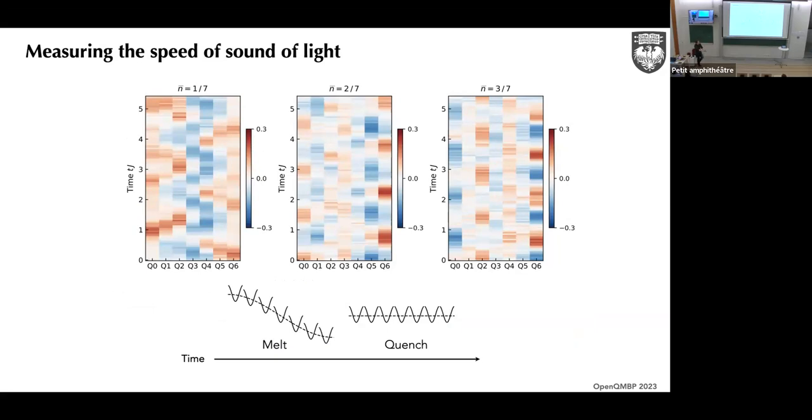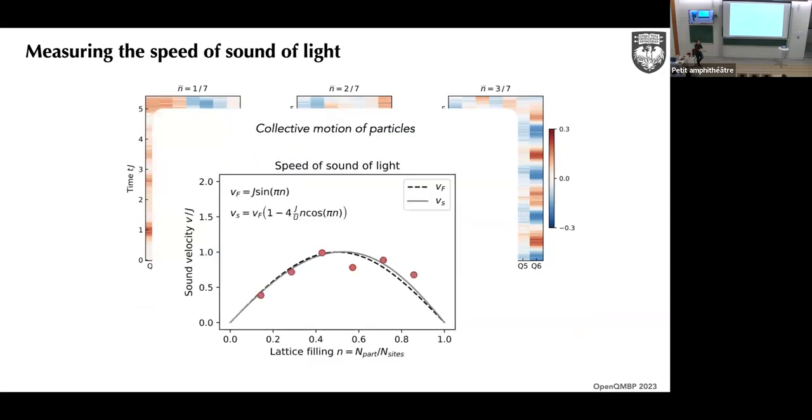You can actually see that the sound velocity scales with the number of particles, or the density in the system, and that's what you expect for free fermion theory in a Tonks-Girardeau model. We can see our measured sound velocity as a function of lattice filling, or lattice particle density. I'm almost done. And you can see it nicely matches the particle-hole symmetry that you expect in a free fermion model.